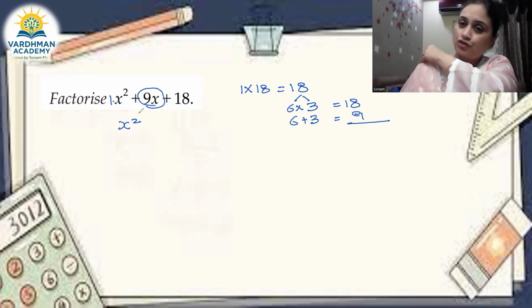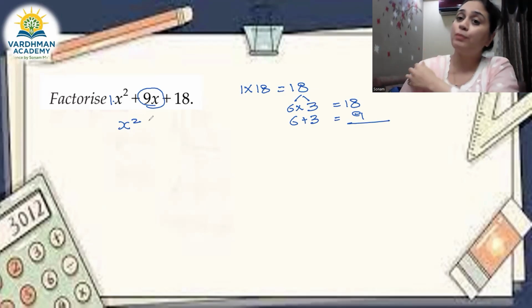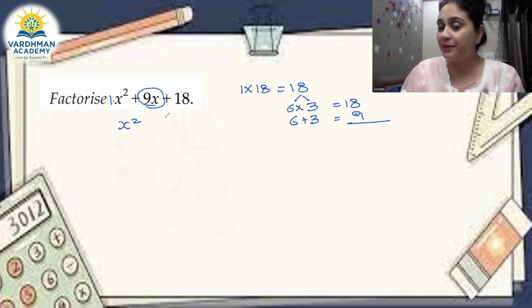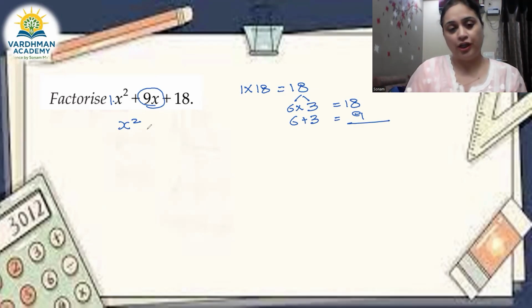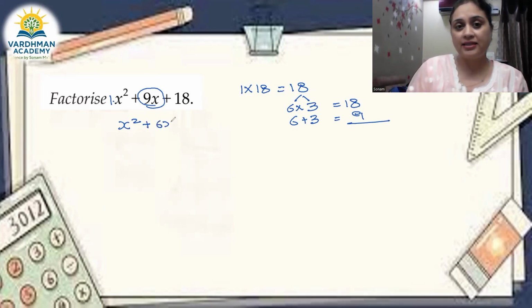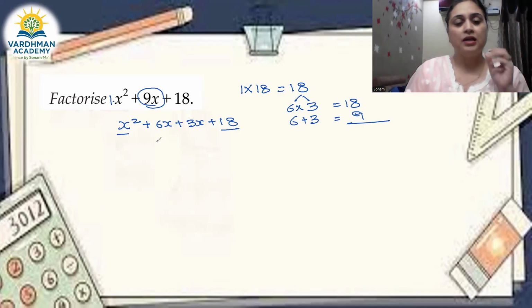So you need to make sure that when you multiply, you get the product, and when you add and subtract, what should you get? You should get the middle term. So what do you have here? X square plus, how are you going to write? 6x plus 3x plus 18. Right, children? First and last term as it is. We had split the middle term, 9x, as 6x plus 3x.